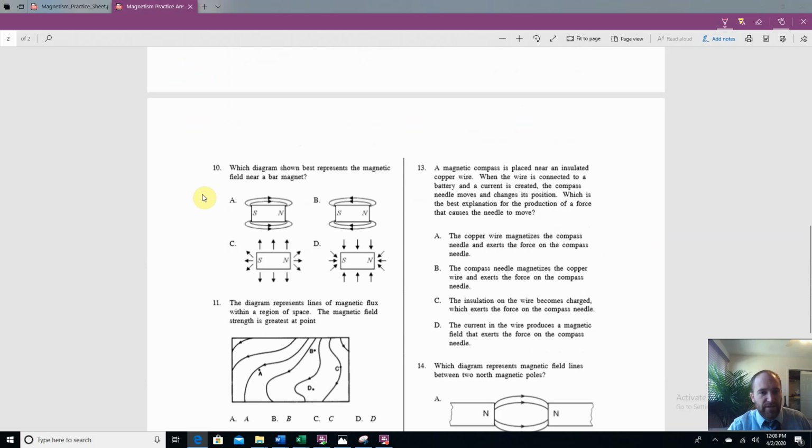Which diagram represents the field near a bar magnet? Again, I keep asking this one because I wanted it to start looking familiar. These two look wrong, right? They're just the wrong shape, C and D. Out of A and B, they look the same, but one of them has the correct arrows, and the one with the correct arrows is B. Always out of north and then towards south.